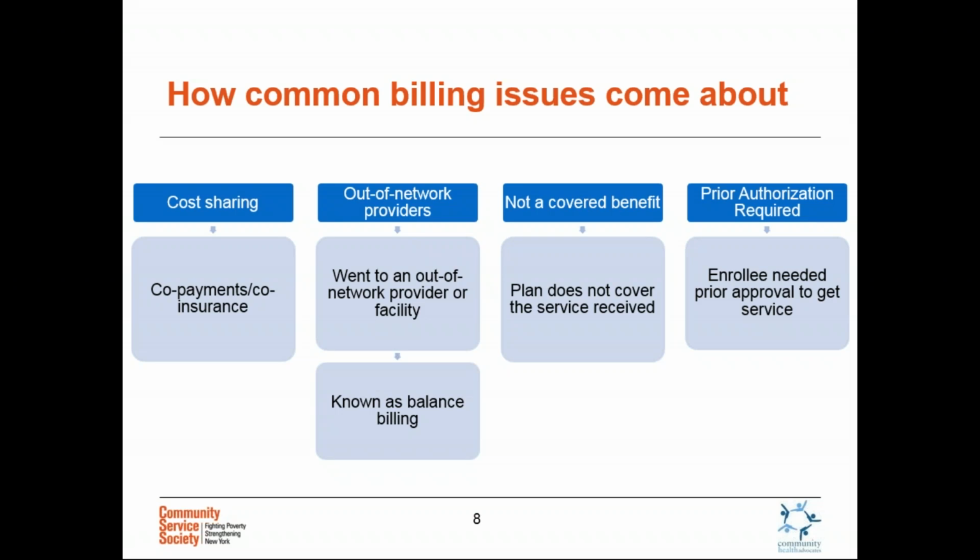Clients may be calling about cost-sharing bills, which include co-payments, co-insurance, and deductibles; balance bills, which are bills from out-of-network providers; bills for services that their insurance denied paying for, for example, a surgery or an inpatient hospital admission; and bills that their insurance denied paying for because the client needed to get prior approval by the plan and didn't.